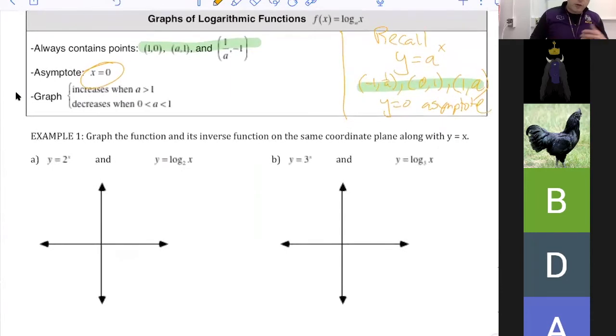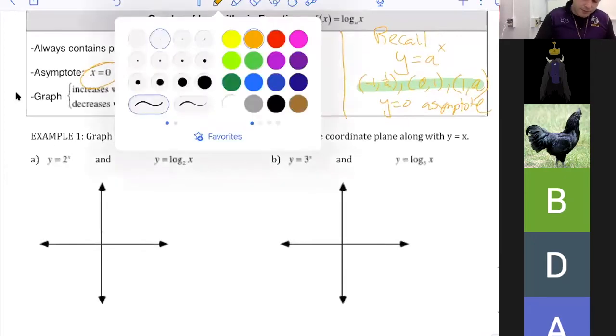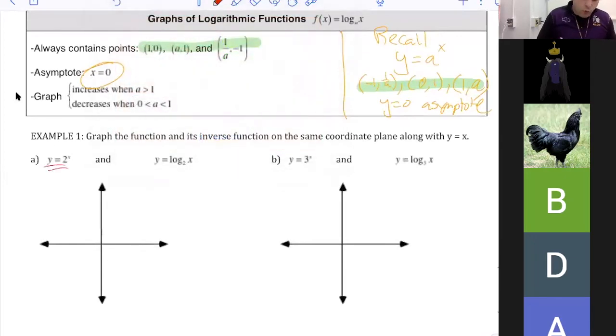So to understand graphing logarithms, we're first going to get a good sense of graphing exponents, which we did last class. So for y equals 2 to the x, I'm going to use just 3 points: -1 and 1/2, 0 and 1, and 1 and 2.